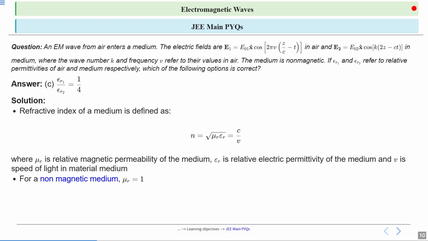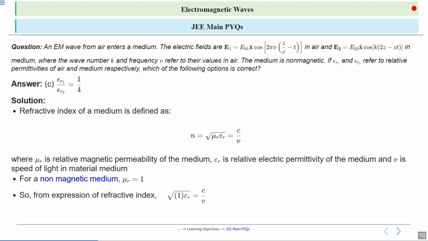For a non-magnetic medium, mu r will be equal to 1. Relative permeability will be equal to 1. If material is diamagnetic, then it is slightly less than 1. If material is paramagnetic, it is slightly greater than 1. And if material is ferromagnetic, then relative permeability is much greater than 1. For non-magnetic materials, mu r will be equal to 1.